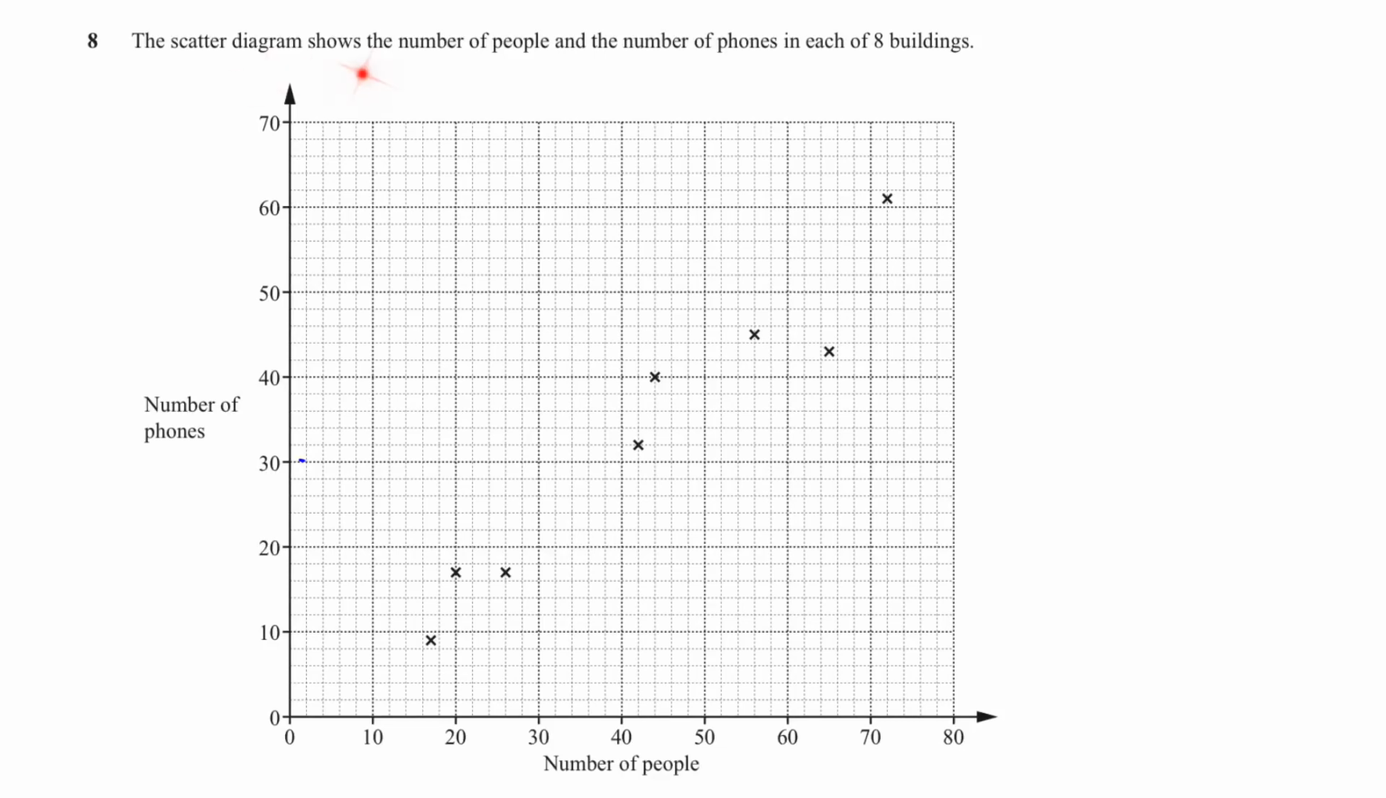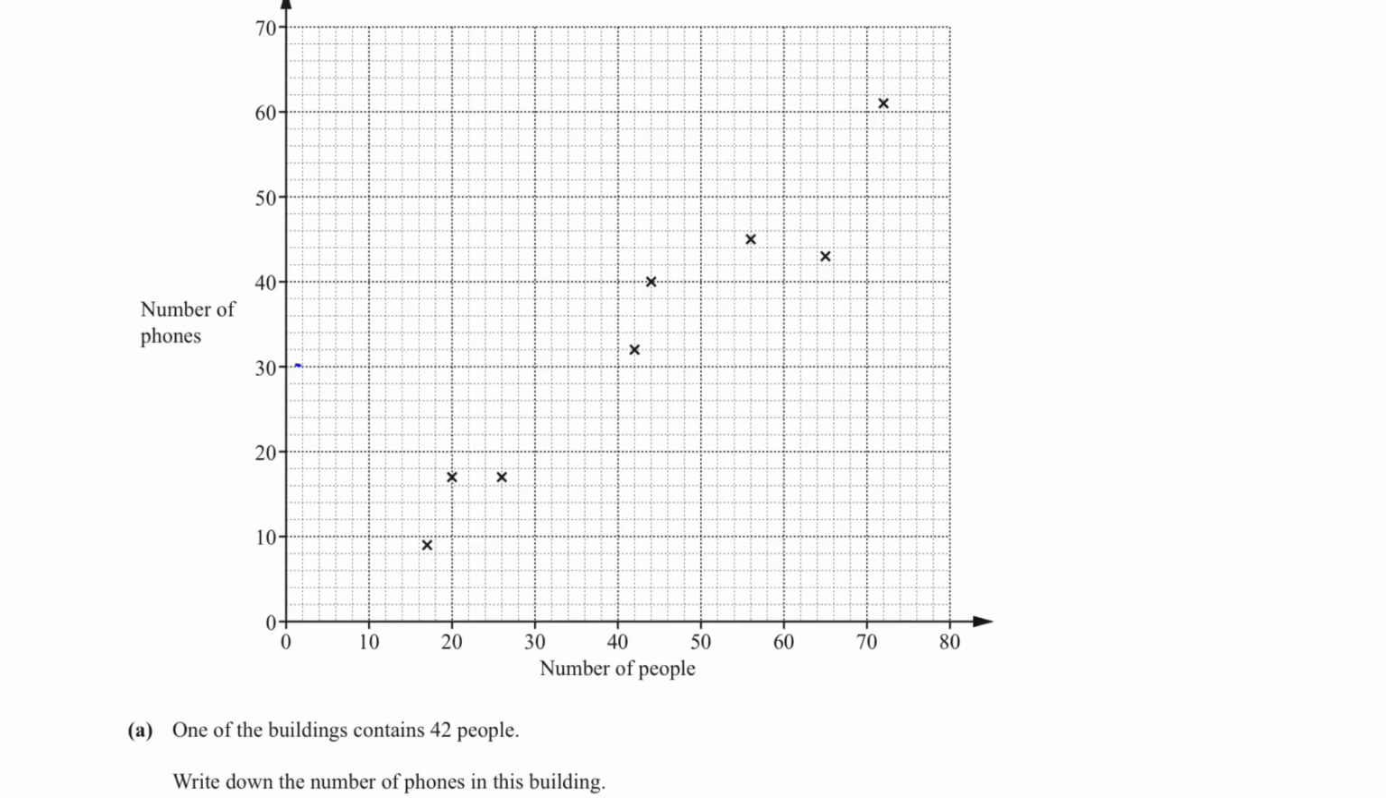This question is about a scattergram showing the number of people and the number of phones in each of 8 buildings. So let's read the question. One of the buildings contained 42 people. Write down the number of phones in this building. So this is the number of people, and each line here is for 2. So 42 is here, and the corresponding number of phones is 32. So 32 is your answer for A.